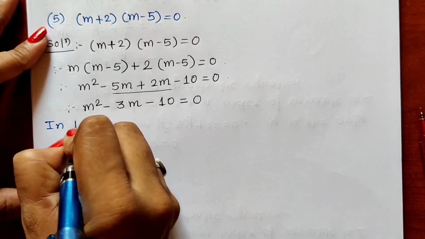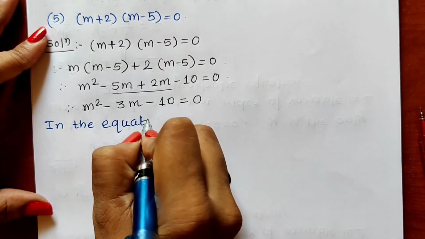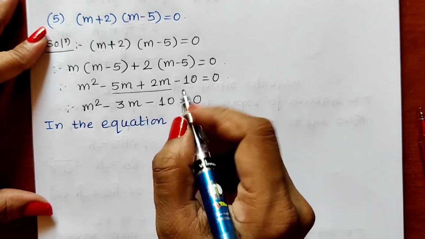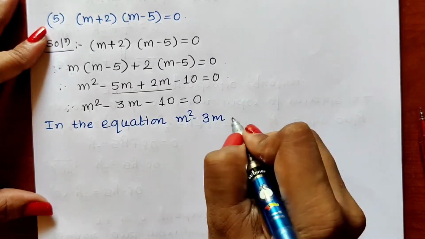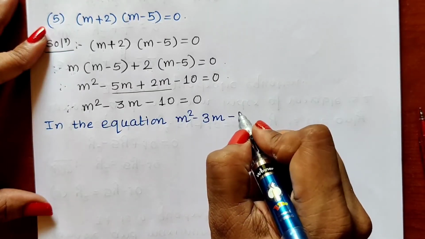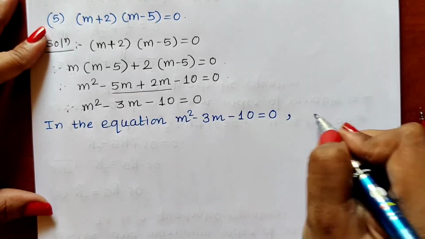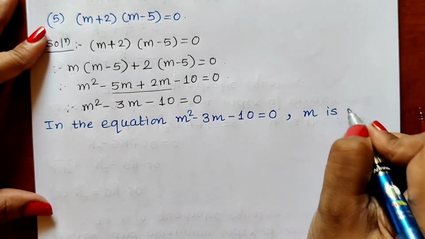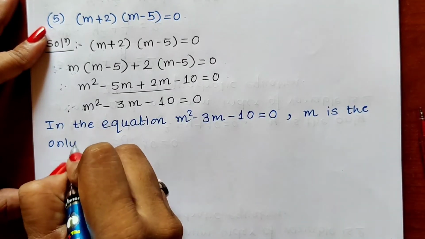In the equation m square minus 3m minus 10 is equal to 0, which is the variable? m is the only variable.